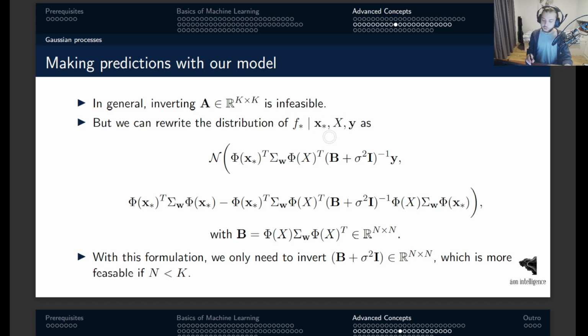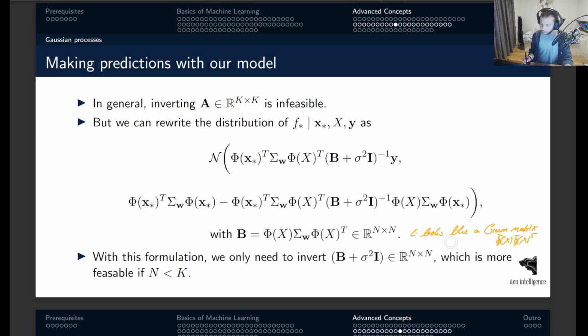And it turns out that you can rewrite this random variable that we had on the previous slide, so the prediction given all these quantities: the observation for which you want to make the prediction, the data set that you have available at training time, and the true labels. And you can rewrite it as such, so it's getting a little more complicated even. But I want to draw your attention to this new matrix B, which looks like this. So it's the feature mapped data set X times the covariance matrix of our parameter vectors W times the transpose of the feature mapped dataset X.